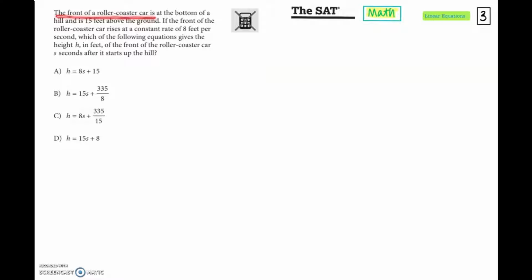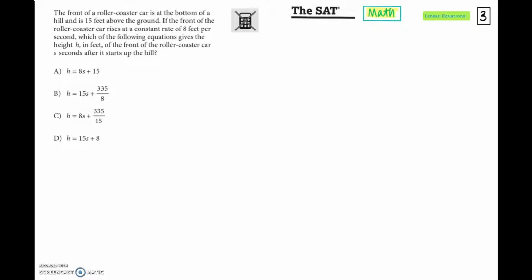The front of a roller coaster car is at the bottom of a hill and is 15 feet above the ground. If the front of the roller coaster car rises at a constant rate of 8 feet per second, which of the following equations gives the height, h, in feet of the front of the roller coaster car t seconds after it starts up the hill? There's a lot going on here.